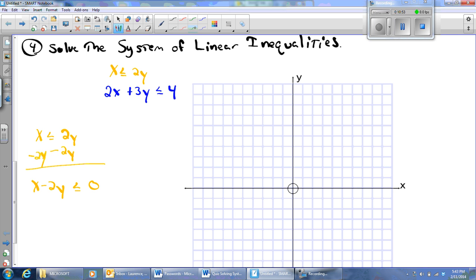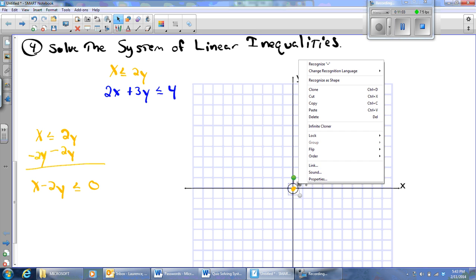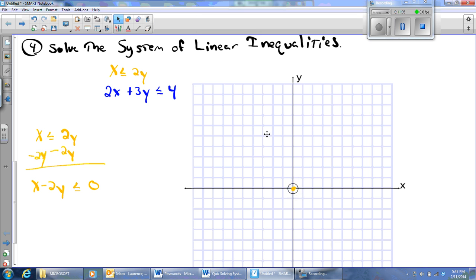All right, so my y-intercept is going to be the origin, which means my x-intercept is also the origin. And now I need my slope. Well, it's going to be -1 over -2, which is 1/2. Rise 1, run 2. Rise 1, run 2. All right, now it's equal to, so it'll be a solid line.